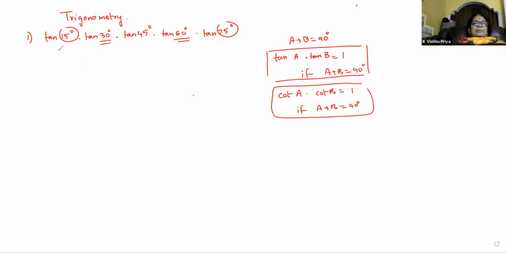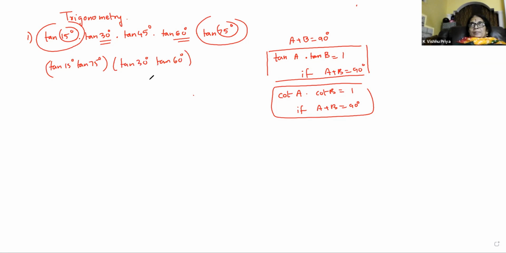So in this problem, we can take tan 15 degrees and tan 75 degrees because 15 plus 75 is 90 degrees, and you can make it 1. So I will make a pair of tan 15 degrees and tan 75 degrees to multiply. Similarly, I'll make a pair of tan 30 degrees and tan 60 degrees to multiply. And finally, tan 45 degrees is left over.